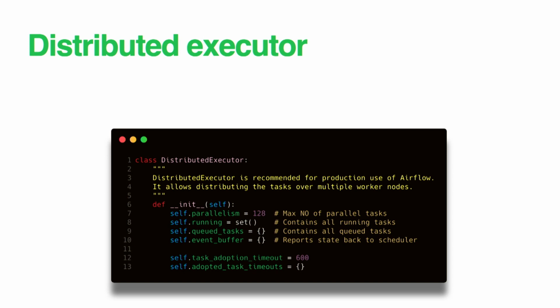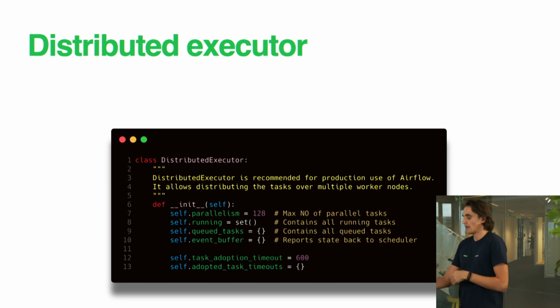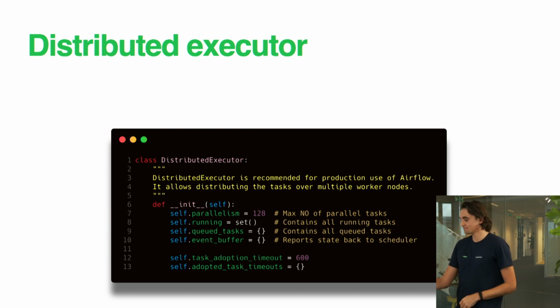So now let's go in a bit more detail on the distributed executor. This is the class that most of these logging lines are coming from, and let's cover some of the instance variables that it sets. First of all, it sets the parallelism, which is the number of concurrent tasks we can run, which is 128 in our case. Then it sets the running variable, which is a set of all running tasks. It sets the queued tasks, which is all the tasks that are queued, and periodically all these queued tasks are being started. And finally, the event buffer, which is to report the state of the task back to the scheduler. So if it finished, if it's still running, or succeeded.